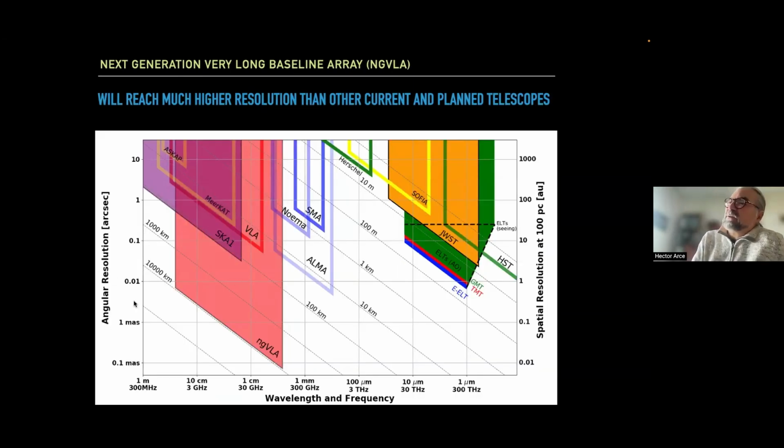So it will have much better resolution than existing telescopes like ALMA and the SKA, the Square Kilometer Array. So the NGVLA will surpass them in resolution at different wavelengths. Much better resolution than JWST and HST, for example. We're talking about milliarcseconds here. So very small resolution, very high resolution.